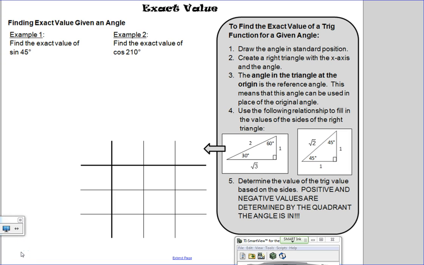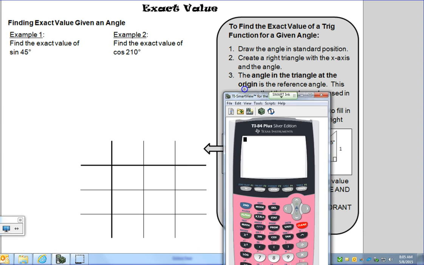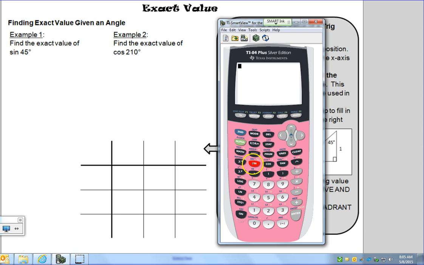Hi, today we're going to be talking about exact values. For instance, in example 1, find the exact value of sine of 45. Now, you may think that you can just go to your calculator and type in sine of 45, and this is the value, 0.7071067812, but unfortunately it's not the exact value, because the exact value would actually be a never-ending decimal, which we could never write. So we want to find out what exactly sine of 45 is.